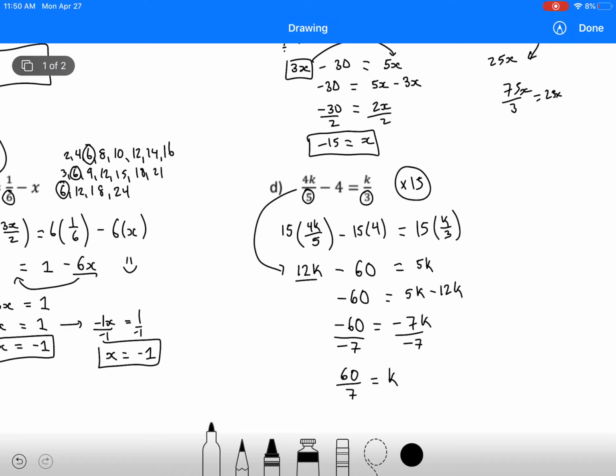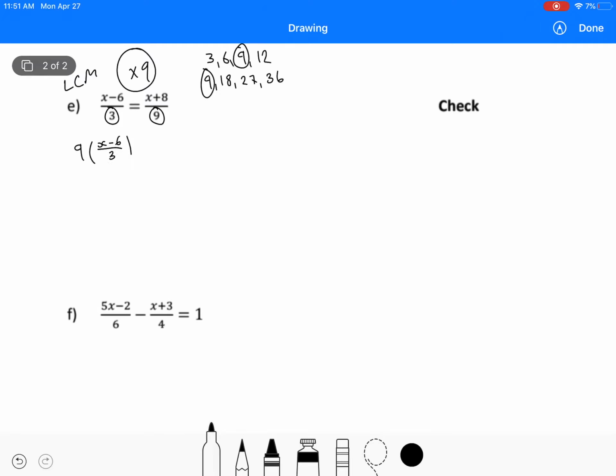Hopefully right off the bat you're noticing, well, 3 goes into 9. So 9 is going to be our lowest common multiple. So we have to multiply the entire equation by 9. So let's give this a try. And we'll have 9 times bracket x minus 6 over 3 equals 9 times x plus 8 over 9. All right, there we go. Started it off. And now we can look at the 9 and the 3.